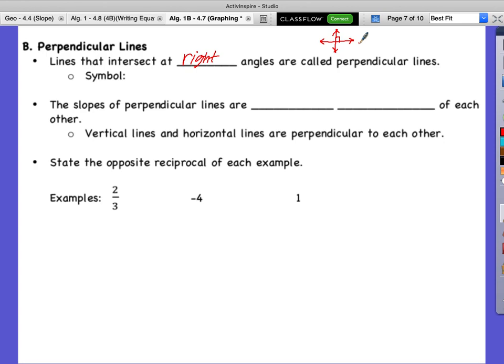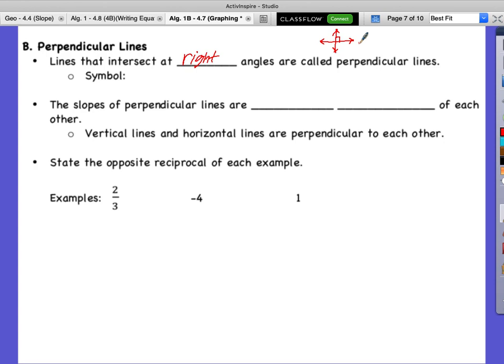So we see perpendicular lines all the time in real life. The poster, the board. Okay, so we see perpendicular lines everywhere. So let's go ahead and stop pointing things out now. We probably have a lot though, and I love it.